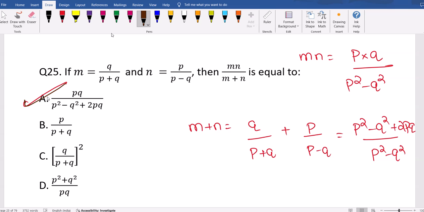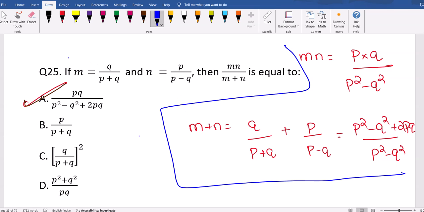If it is a very big term, then I recommend assuming some values for P and Q and checking which option is suitable. If you can attack it directly, fine, but if the equation is very complicated, go with assumed values. Other method: if it is a big equation compared to this, take P value 2, Q value 1. Then M will be 1 divided by 3. N is 2 divided by 1, 2.